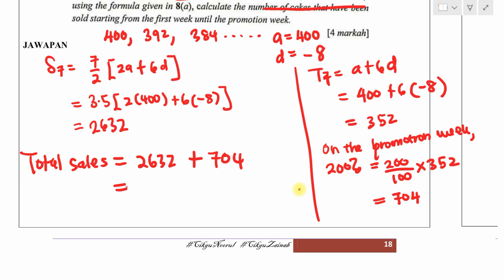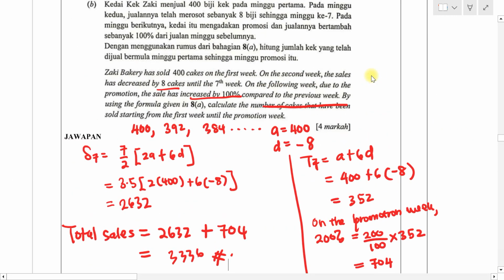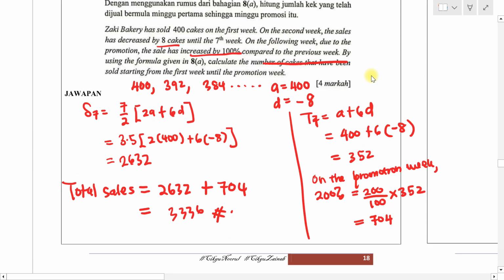So the question is quite tricky. So 2632 plus 704 is 3336. Okay, not bad. Although it's tricky, it's not like we cannot understand the question at all.